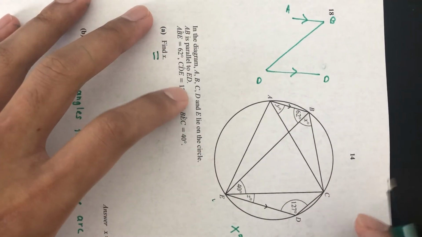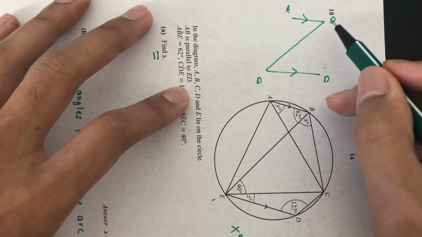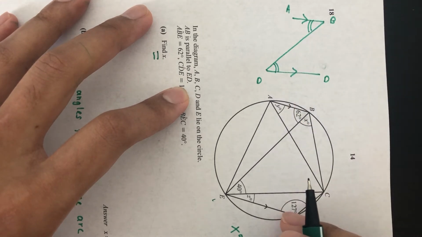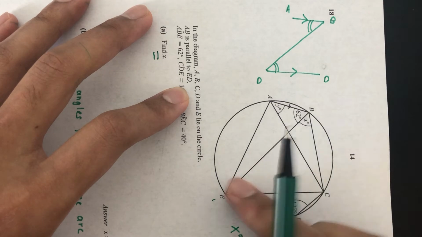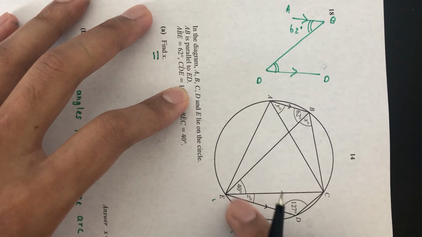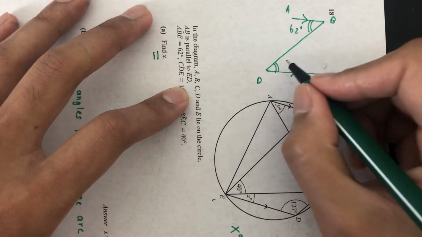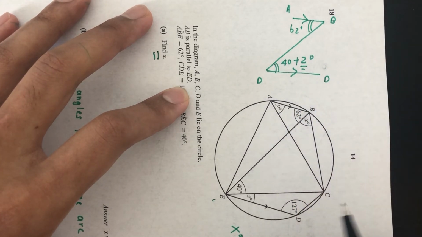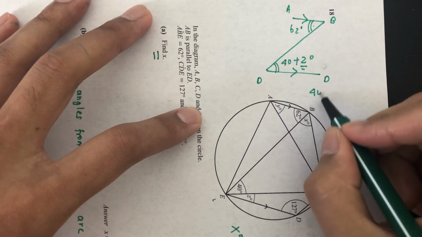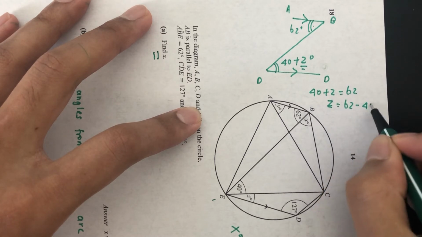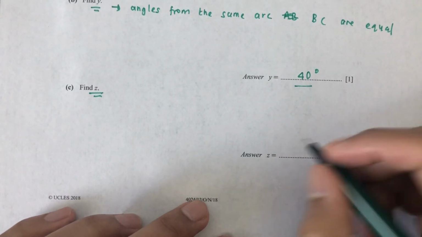So there's one rule. It says that if the lines are parallel and if they are joined by a diagonal, this angle will be equal to this angle. So this angle here is 62. And this angle here is 40 plus z. So what is the value of z? These two are equal, so 40 plus z equals 62. So z equals 62 minus 40, that will be 22. So your answer for part C will be 22.